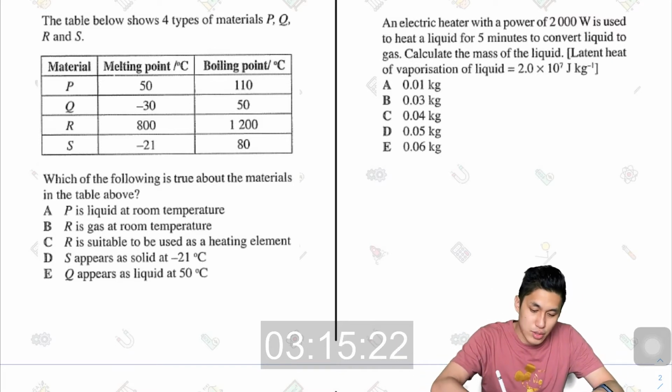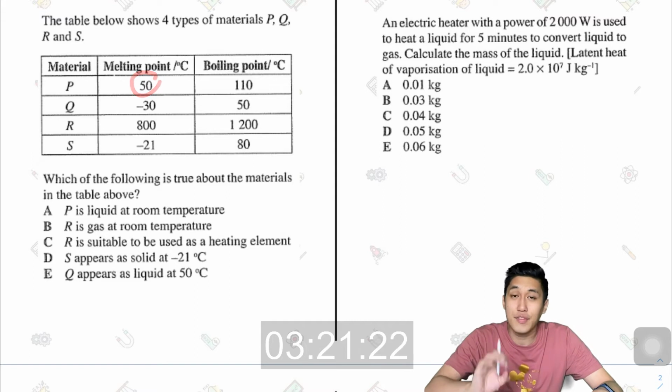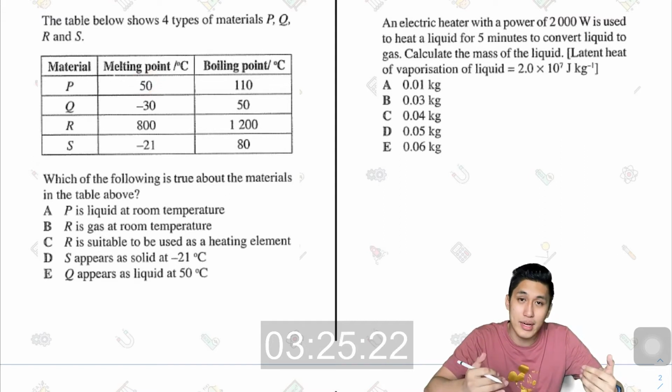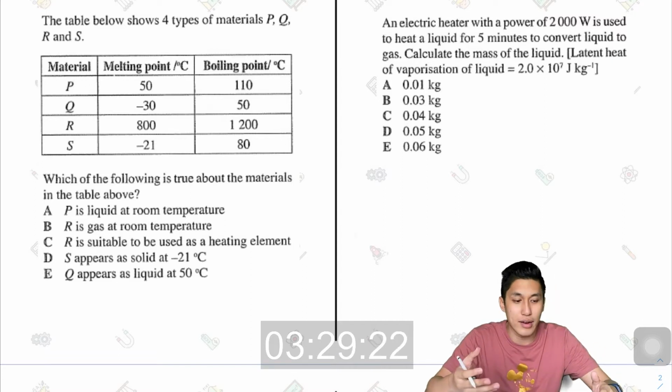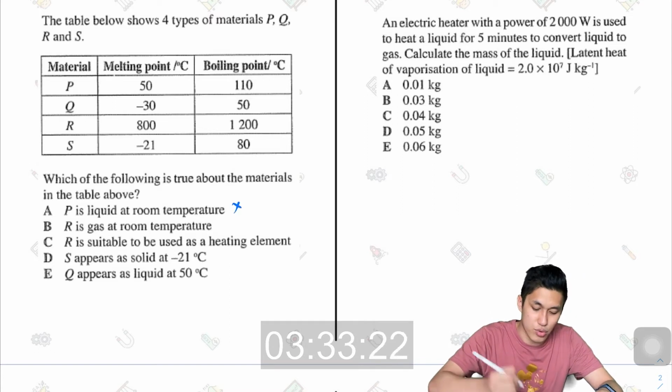So let's look at P. If it says it's a liquid, we look at the melting point. So the melting point is at 50 degrees Celsius. That means that anything below that, anything colder than that, it will be a solid. You have to heat it up to 50 or more in order for it to become a liquid. So the first one is wrong.